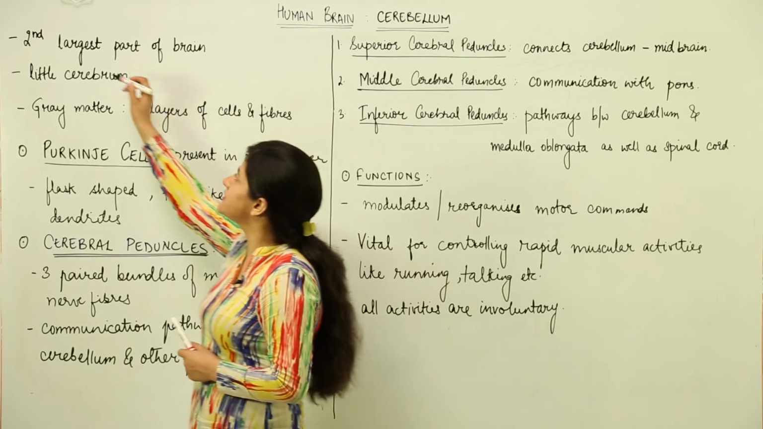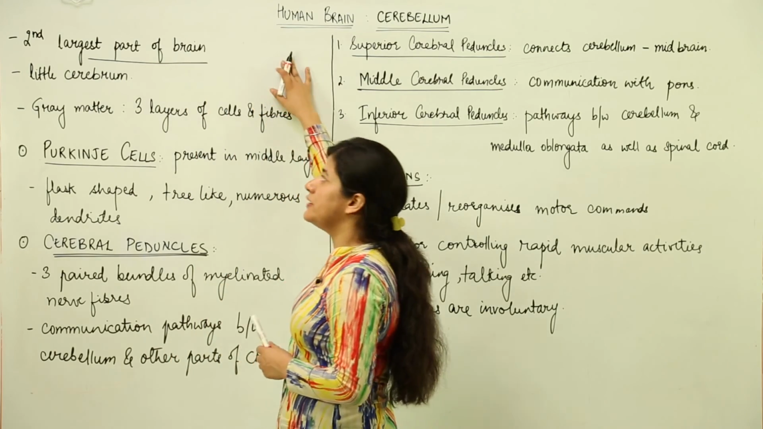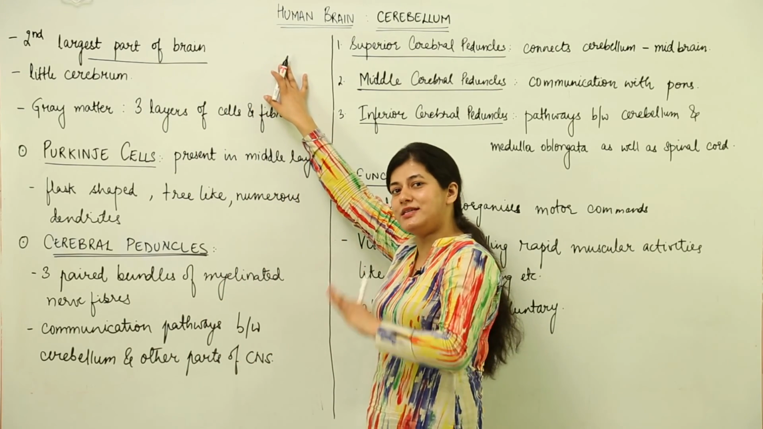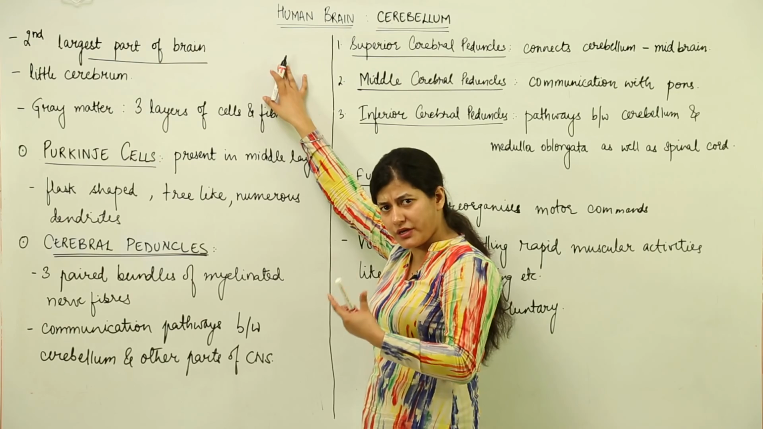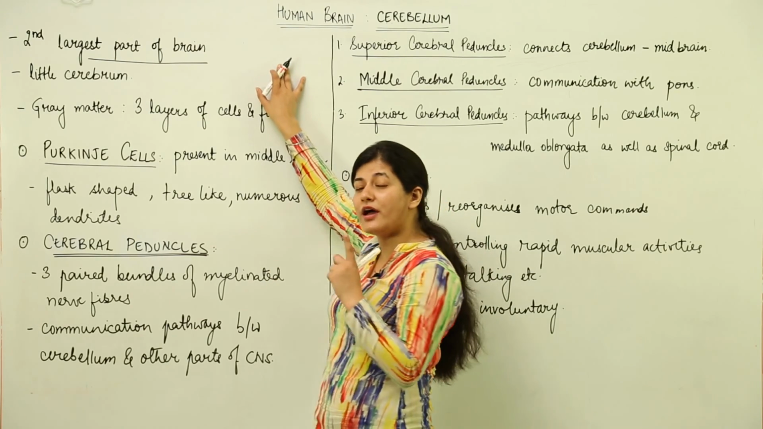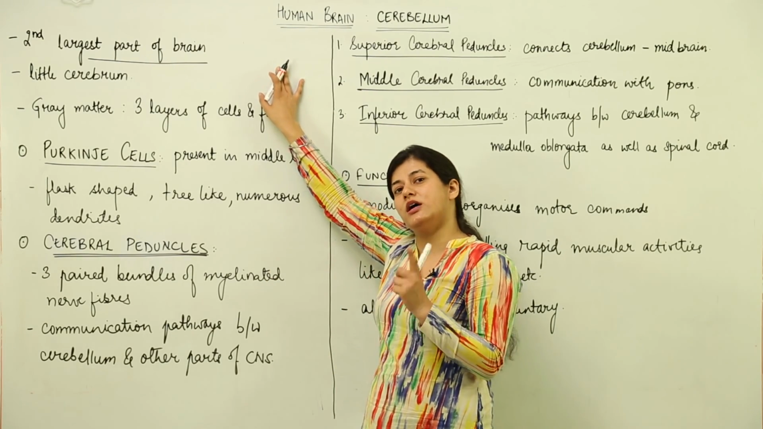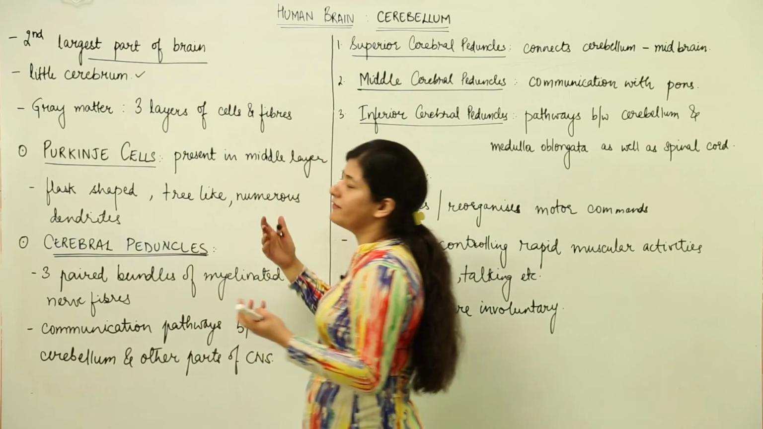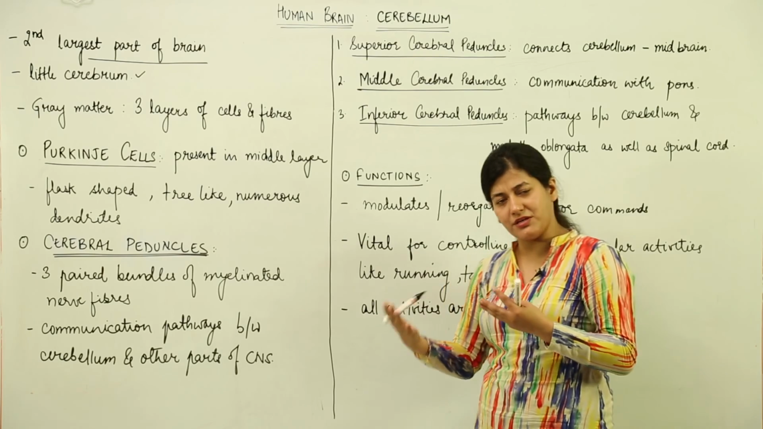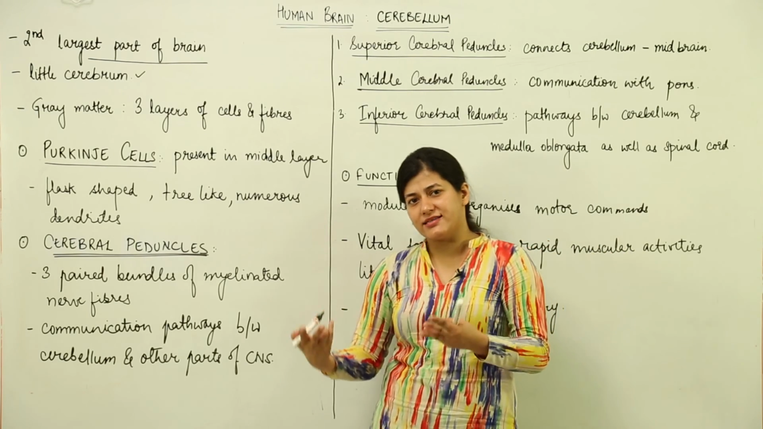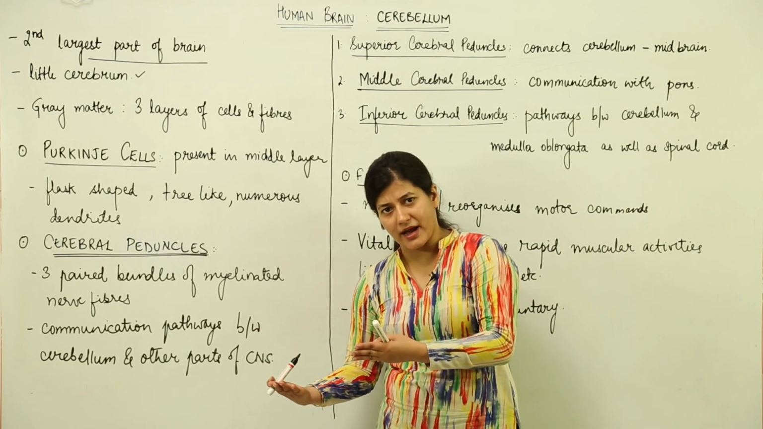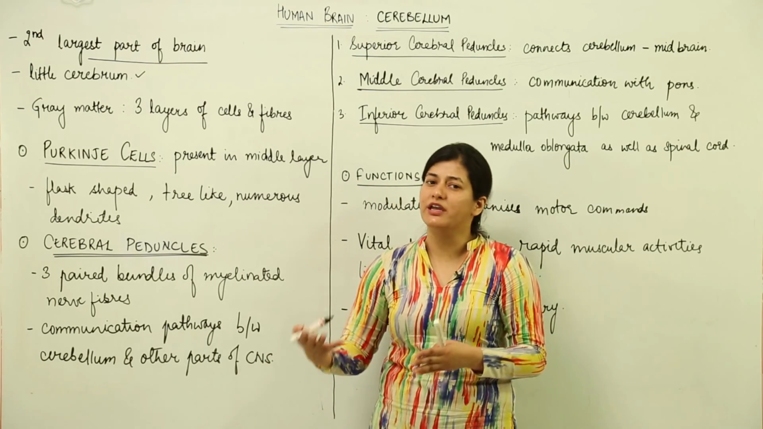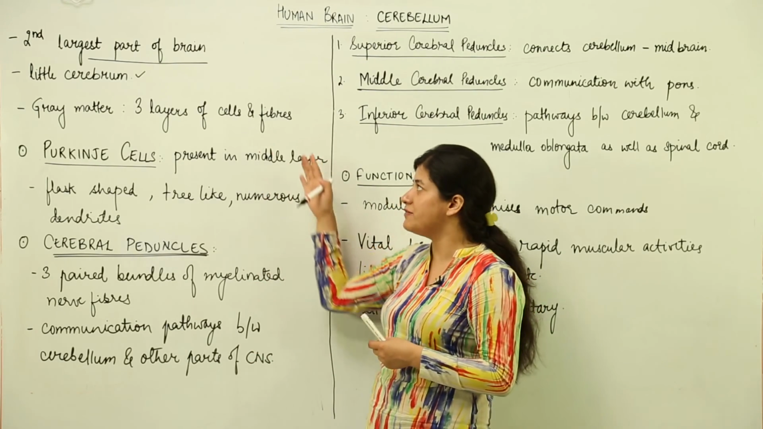First thing is that it is the second largest part of the brain. First being the cerebrum, second is cerebellum. So, you can associate it, it is quite easy to cram. Second thing you have to remember is that it is known as little cerebrum. That could be because it has a similar structure to cerebrum. It has two hemispheres as in the case of cerebrum. We know that cerebrum had two hemispheres. Here also we find two hemispheres, cerebellar hemispheres.